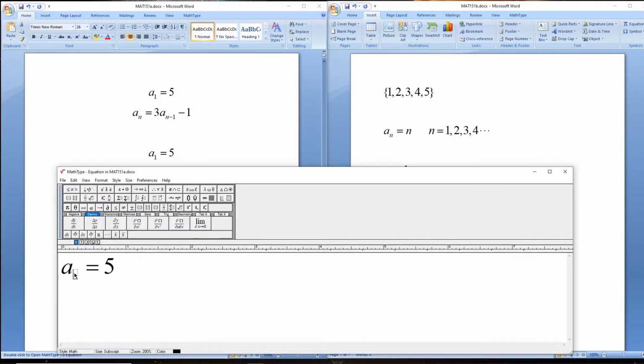So A sub 1 is given, so we'll go to A sub 2. So now n equals 2. So we'll go to our recursive relationship formula here, and it says when n equals 2, we're going to have 3 times A sub 1 minus 1. And now we know what A sub 1 is, because that's given to us. We know A sub 1 is 5. So then we can see this is 15 minus 1 to get us 14.